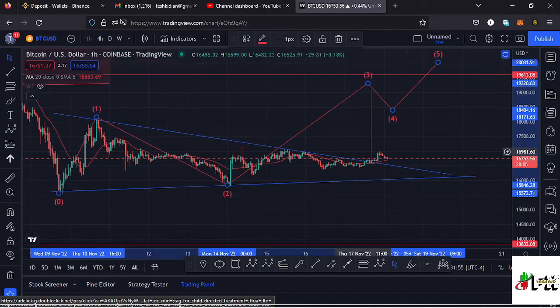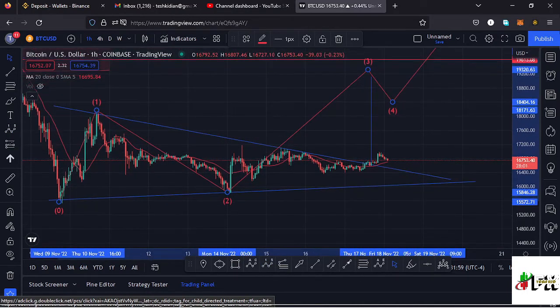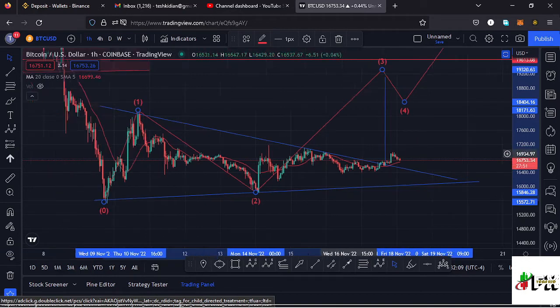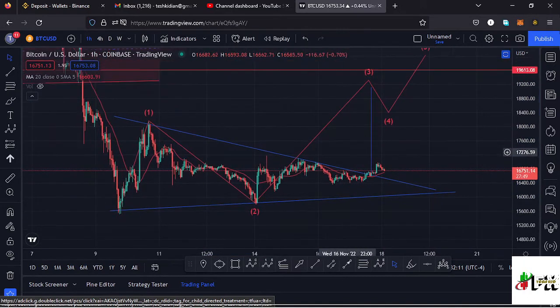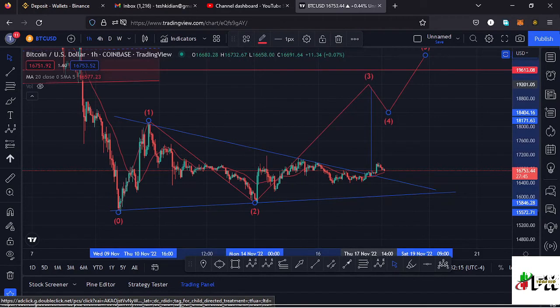But we are yet to see any confirmation of that breakout to the upper side, and the first confirmation will be having a retest of the upper side of this triangle that we are seeing a breakout from here on the 1 hour chart. Once the retest is in, there's a possibility that BTC might give us that very nice pump to the upper side in the formation of that wave 3.